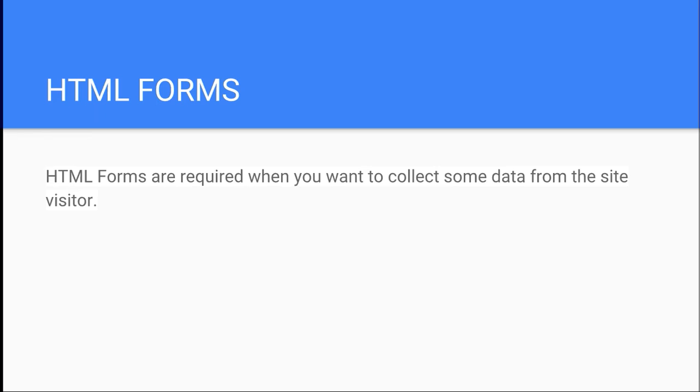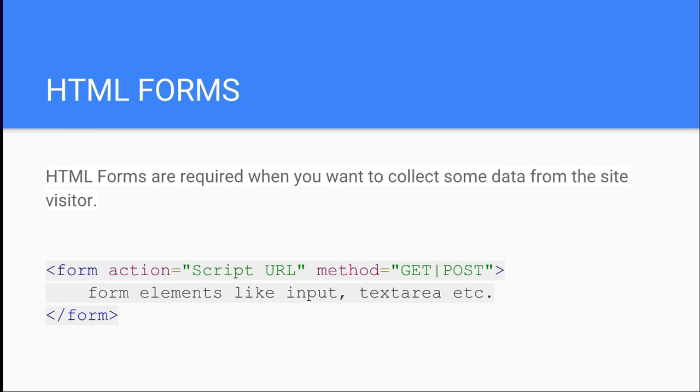The HTML form tag is used to create an HTML form and it has the following syntax. In the HTML form code, we open a form tag and we write the action there and we give the URL, and method is get or post, and we close the form.